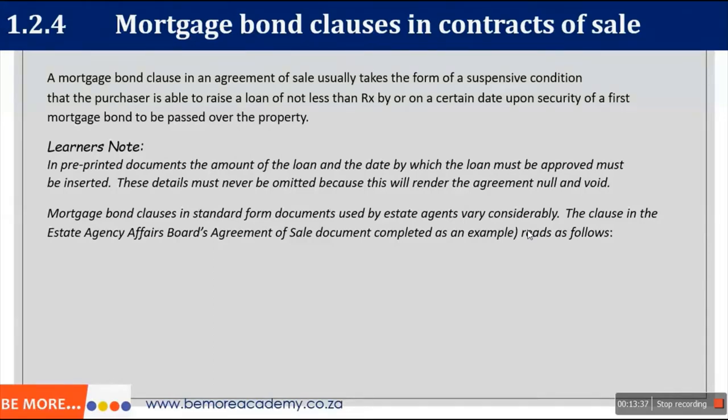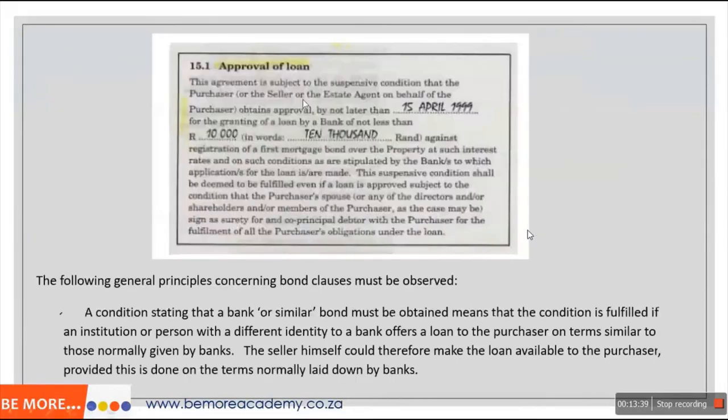Approval of the bond, that is the standard clause that can get into the contract that you write. It's a suspensive condition that the purchaser, or the estate agent on behalf of the purchaser, obtains approval not later than the date as it's set, and please write out the date and the amount in words and in writing.